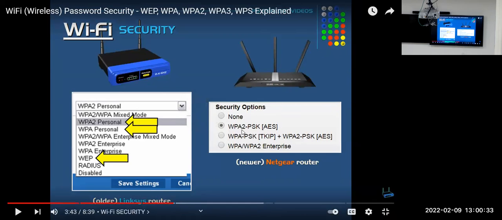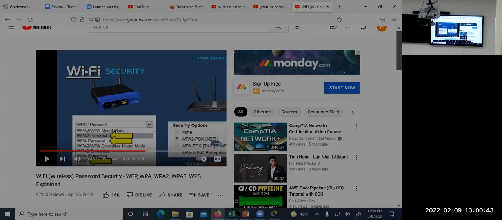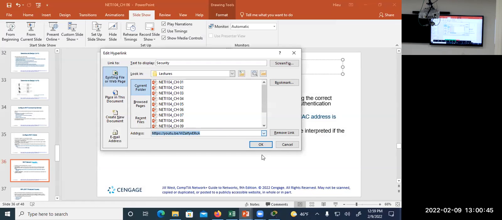Basically now WPA2 is the most common. And remember that when you work with AES, it's more secure when you compare it to TKIP here. Okay, so that's about the definition only.